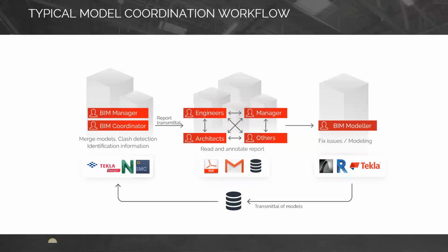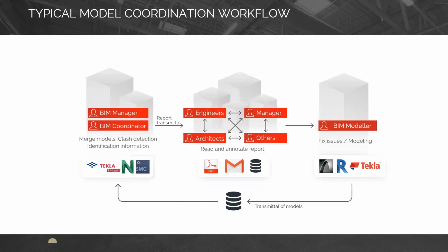So this is a typical model coordination workflow. First, BIM modelers are creating the models in their favorite software. Then they share the models with the BIM managers and coordinators. The BIM managers or coordinators are merging the models. They inspect the models for quality assurance, execute a clash analysis, and verify information. They compile the comments in a report and share the report with other stakeholders. Those stakeholders read, annotate, and share the reports back to BIM modelers to correct the models using their BIM software.